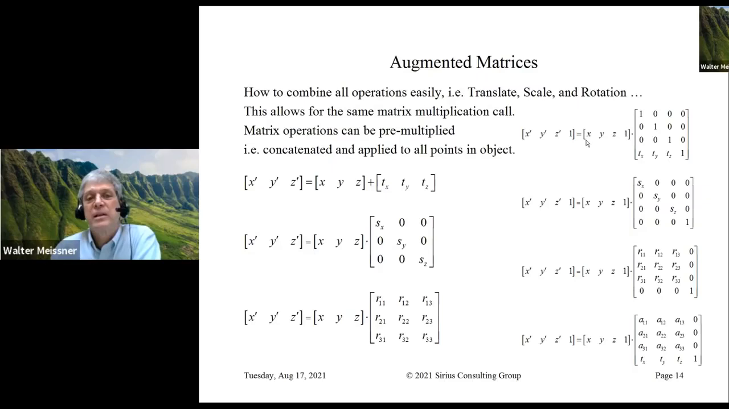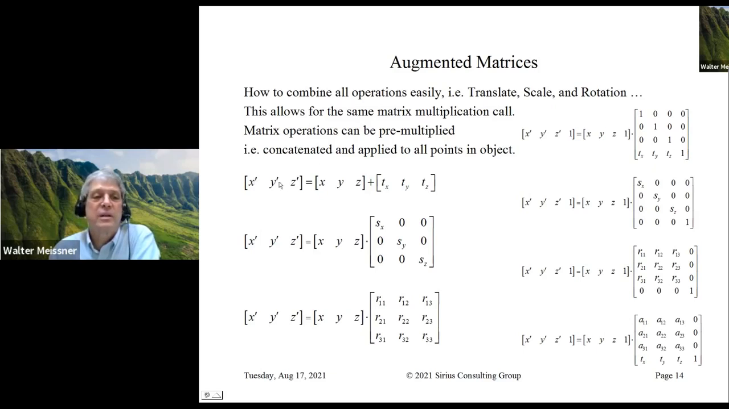So what they do is they take the row vector, which has x, y, z, and they extend it by putting a 1 there. So all points will have this form. They'll take the matrix and, instead of a 3 by 3, make it a 4 by 4. And there'll always be a row of 1s in the diagonal.